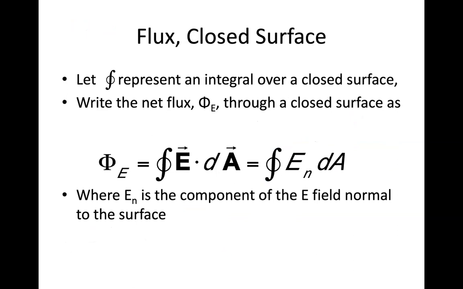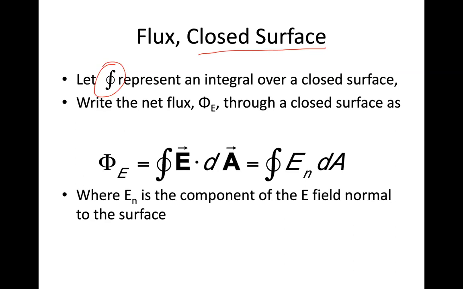Okay, so let's write this mathematically a little bit more. The symbol here, the integral with the little circle, just means it's a closed surface, because Gauss's law only works with closed surfaces. I've got to enclose the surface that I'm talking about so that there's a clear inside and a clear outside.